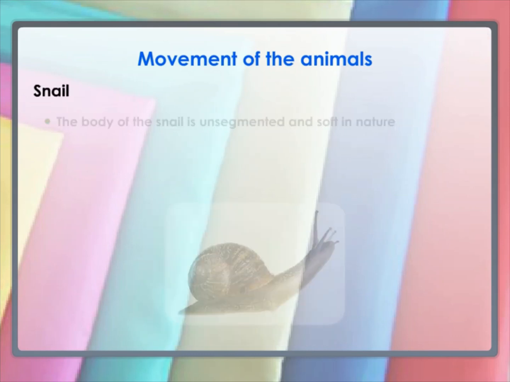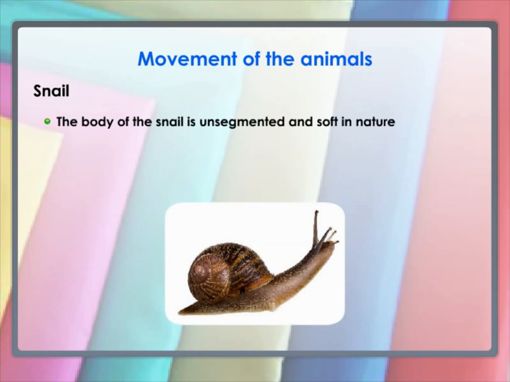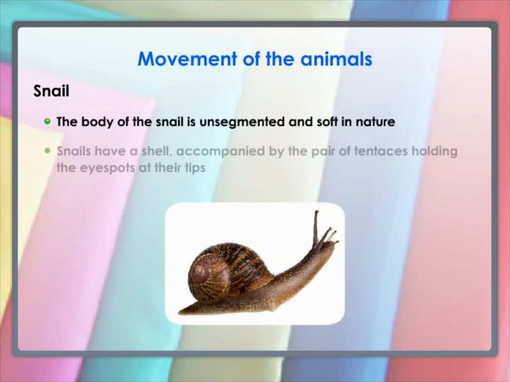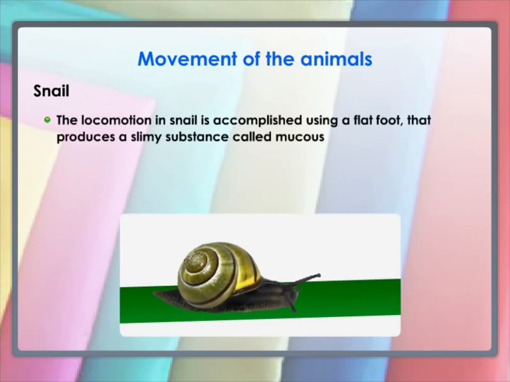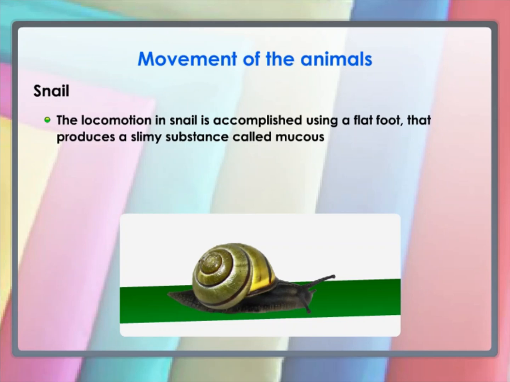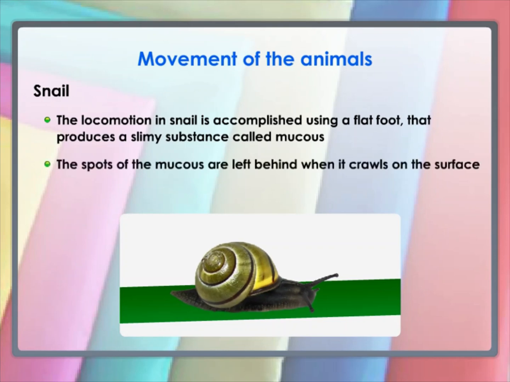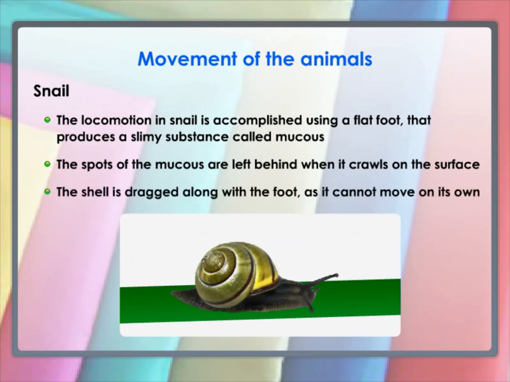Snail. The body of the snail is unsegmented and soft in nature. Snails have a shell accompanied by a pair of tentacles holding the eye spots at the tips. The locomotion in snail is accomplished using a flat foot that produces a slimy substance called the mucus. The spots of the mucus are left behind when it crawls on the surface. The shell is dragged along with the foot as it cannot move on its own.